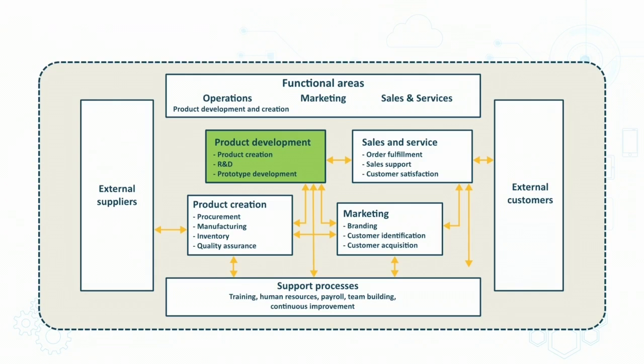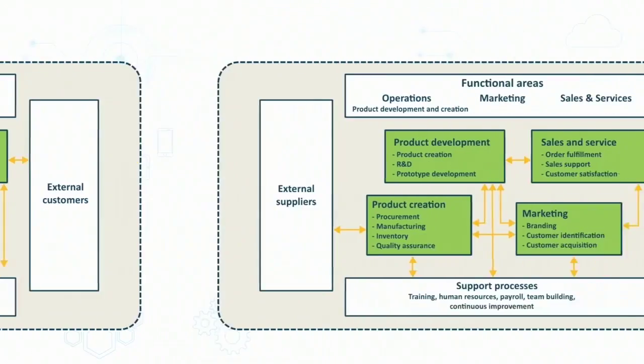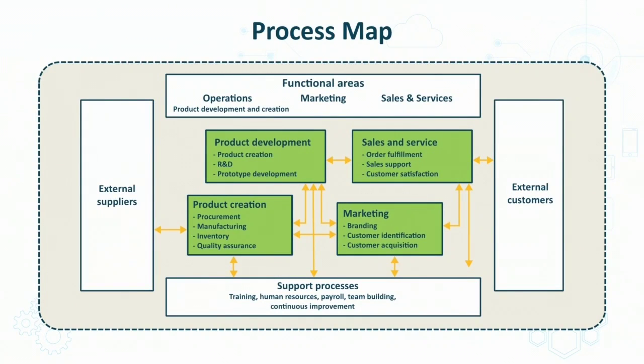The second core process, product creation, creates the products the company sells. Sub-processes include procurement, manufacturing, inventory, and quality assurance. Marketing is the third core process and is essential for branding and for identifying and acquiring customers. Finally, the sales and service process is a direct link with external customers and is the final core process. Its focus is on providing customers with what they need and making sure they are happy.